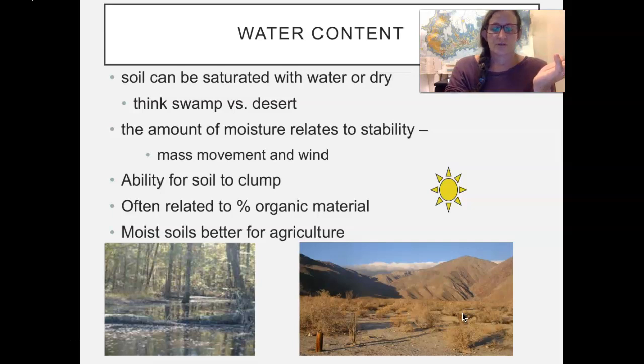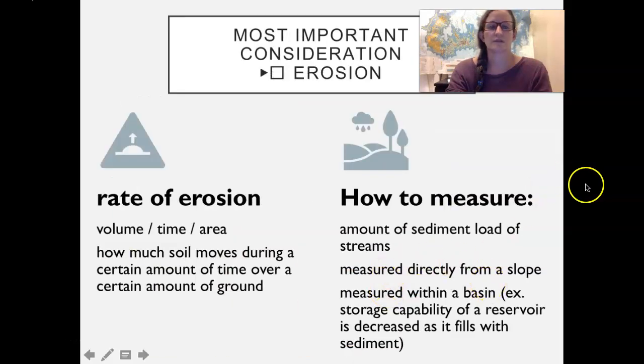The moisture level relates to the stability of the soil. So a swampy soil like this, where there's flat topography, is really stable. In an area like this in the desert, where the wind can blow and erode the topsoil away, it can be really fragile.